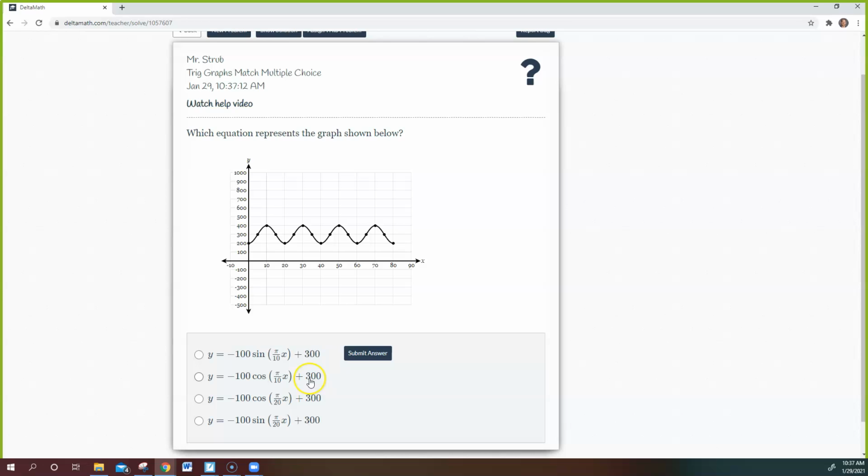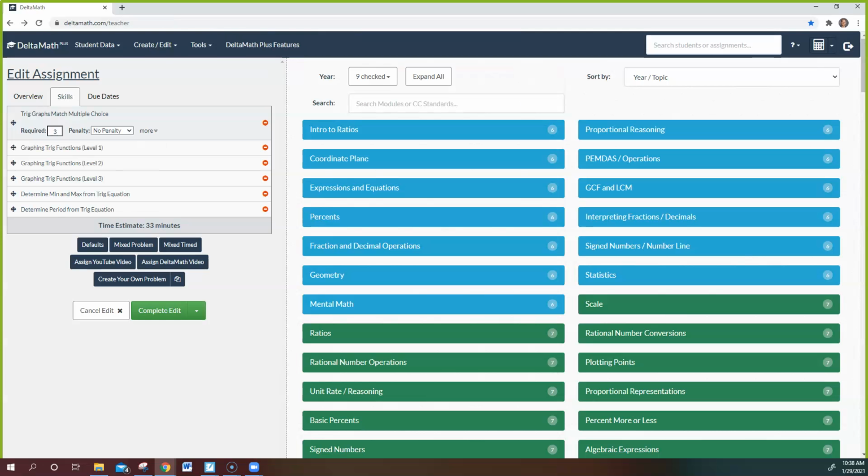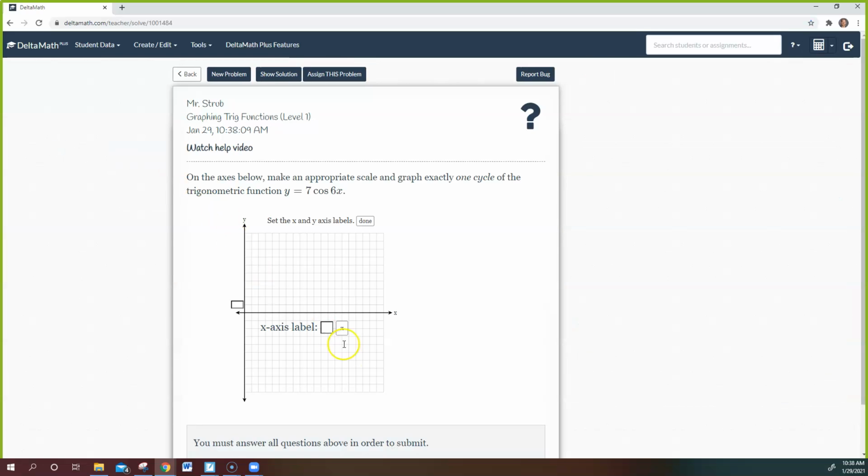And then the question is, all right, the midline is 300. So what is the period? And that's where you would have to take this value and find the period and then match that with the period here. Okay, so nothing special on that one, but I want to show you this part here because this is where it gets tricky.